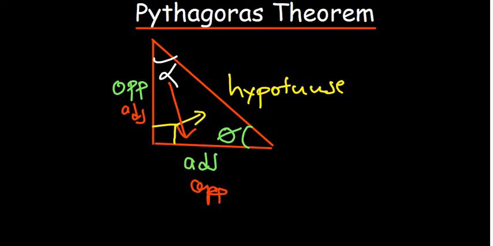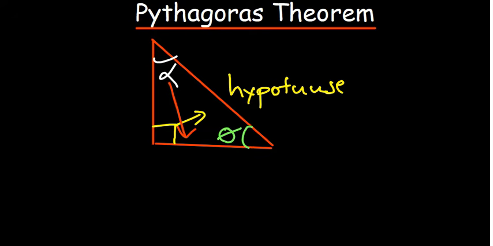Of course, many people used to think that opposite and adjacent are fixed. It depends on the angle that you are looking at. So adjacent and opposite don't matter; they depend on the angle that you're looking at, but the hypotenuse is always the same.